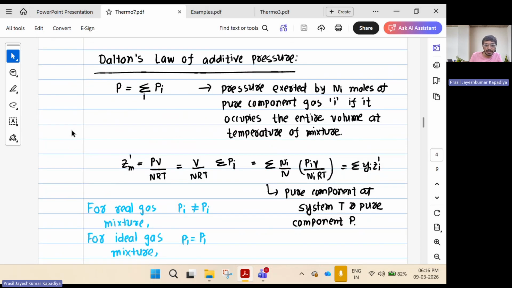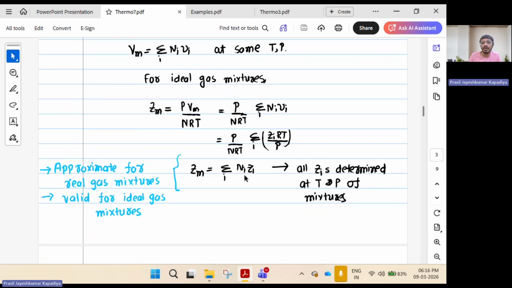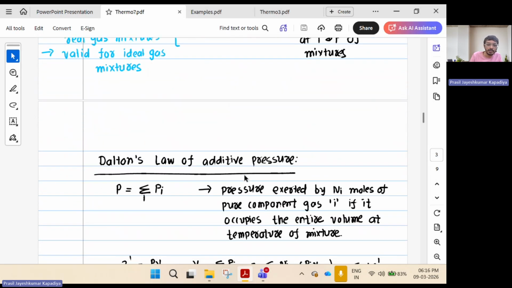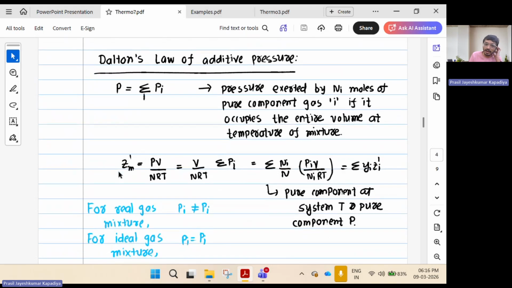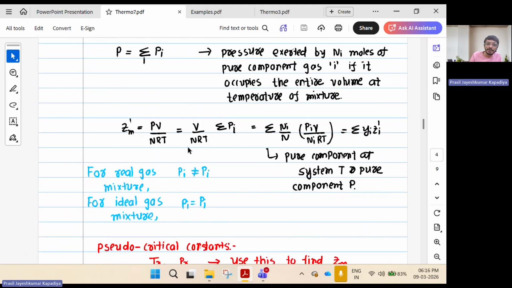So for ideal gas mixture, just to differentiate, earlier also we found the compressibility factor Zm, that is nothing but summation of Ni/Zi, or mole fraction into Zi. Similarly, just to differentiate it from there, we have added prime. So Zm prime has no different meaning. It's just to differentiate from Amagat's law. So Zm prime is PV by nRT.